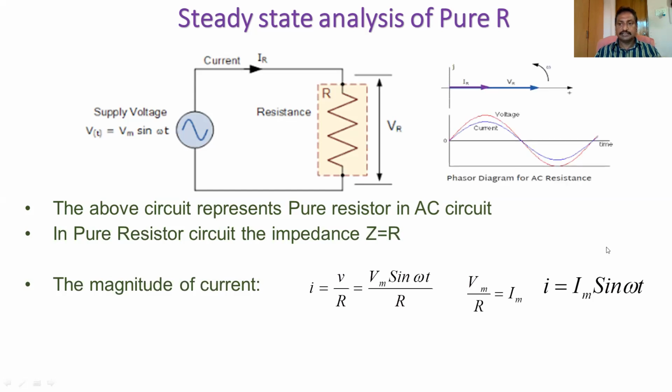So, this is the phasor representation. These two are in phase. Magnitude may change, but both start at 0, both reach 180, again reach maximum at 270 and again reach 360. So this is the analysis of a pure R.